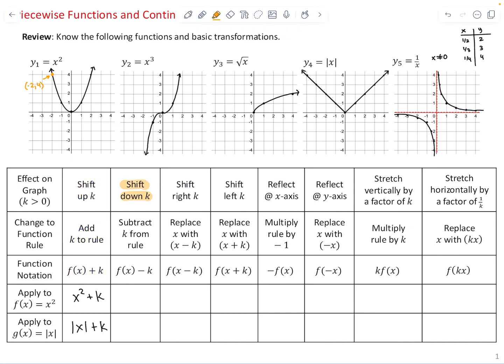Now to shift down k, we subtract k from the rule, so remove k after the function's rule. In the case of x squared would be x squared minus k. In the case of absolute value of x would be absolute value of x minus k.